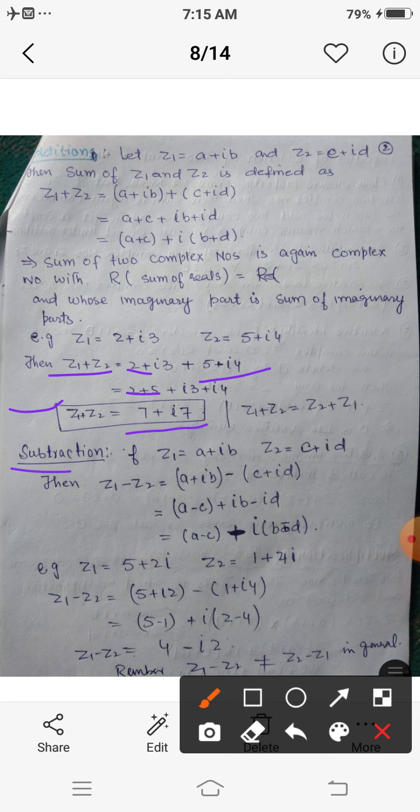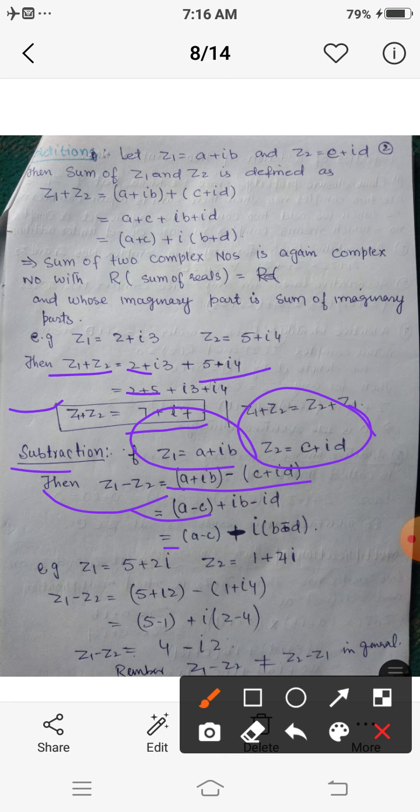Now subtraction. If we have two complex numbers in the same way, z1 equals a plus iota b, z2 equals c plus iota d, then their difference z1 minus z2 is a plus iota b minus c plus iota d. Now here minus is common to c plus iota d, so we break this, it is minus c minus iota d, which by separating these terms is a minus c plus iota b minus iota d.